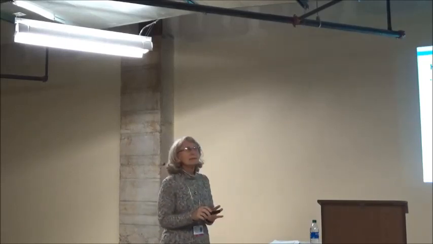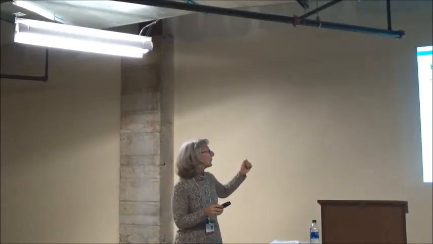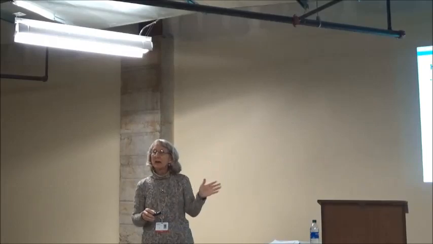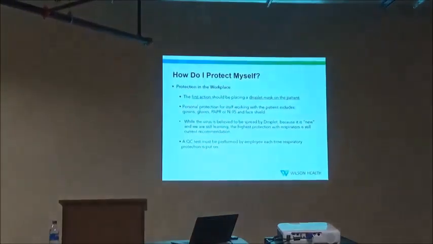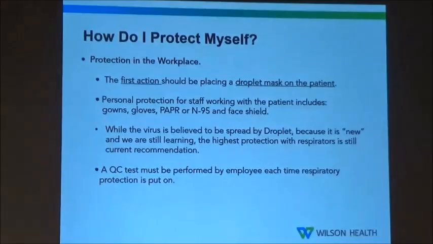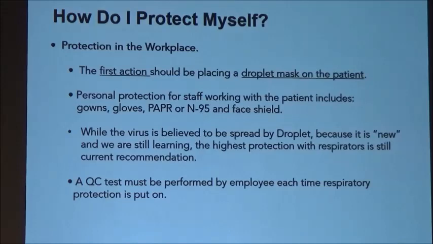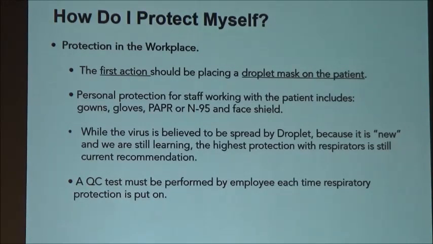Okay, protection in the workplace. What has happened, again, since we've had these slides, is we were pushing the droplet mask on the patient as soon as you think you might have somebody coming through the door. I'm going to finish the slide and go back. And then we were putting staff in the highest level of protection, the airborne protection: gowns, gloves, goggles, all this kind of stuff. While the virus is believed to be spread by droplet, the reason they went to that high level of PPE in the recommendations at first is because it was still a novel virus. And then I'm going to talk about QC checks if you use those higher levels of respiratory protection. But what has happened is, when they say our supplies are critical on TV, they are not kidding.